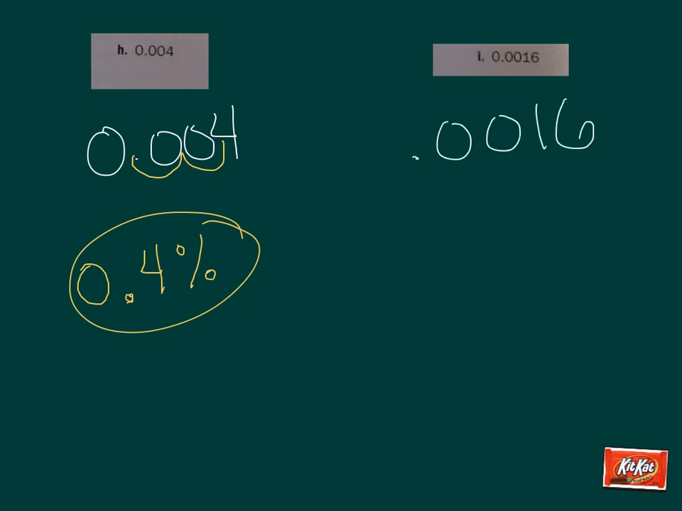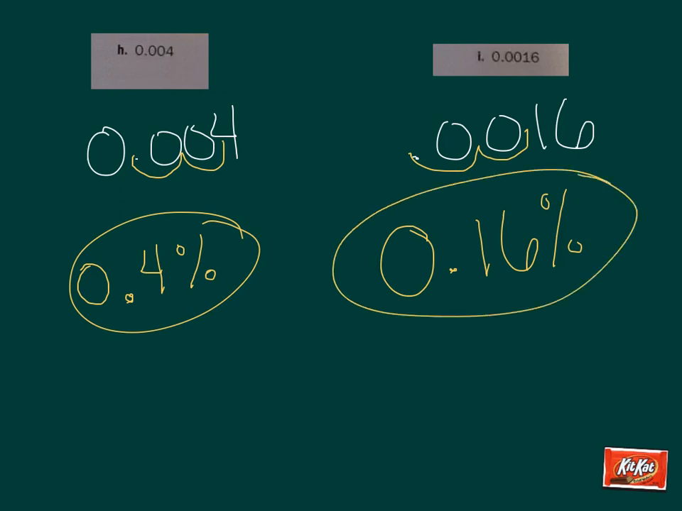So this would be 0.4%, which looks a little weird, but that's really what it is. If you put that 0 in front of it, that is fine too. My next one, 0.0016 as a percent, I would move that decimal place over 2 places to the right. So, 2. This would be 0.16%. Again, if you want to put that 0 out in front, that is fine.